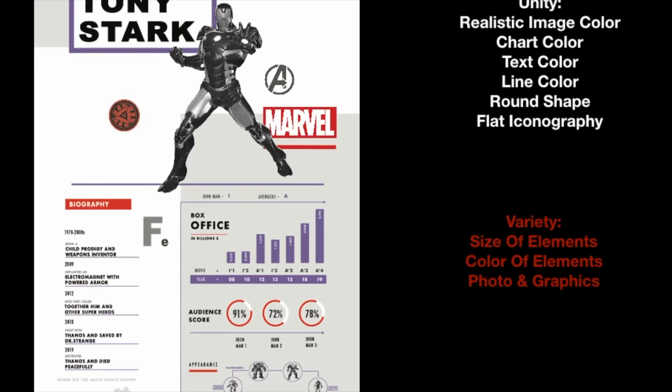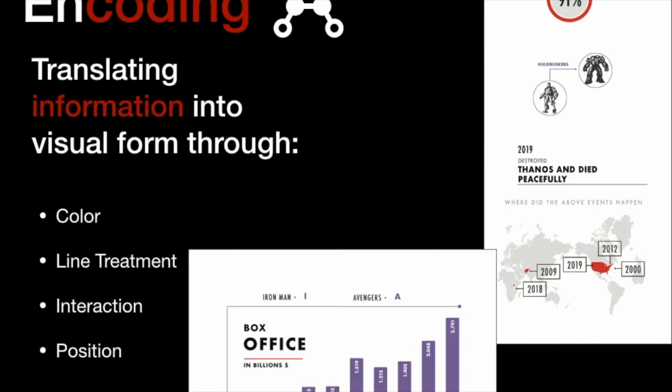After that, we're going to talk about a really important concept, encoding. Encoding means translating information into visual forms through different kinds of ways. For example, you can use color, line treatment, interaction, or positions. For my infographic, I used a lot of encoding techniques in the number display. For example, the bar chart of box office.